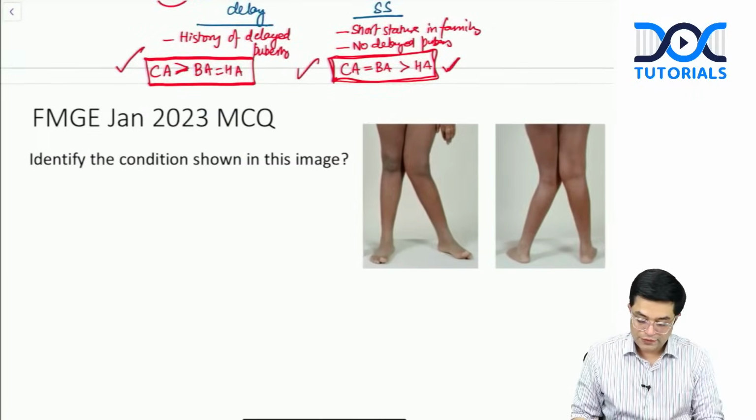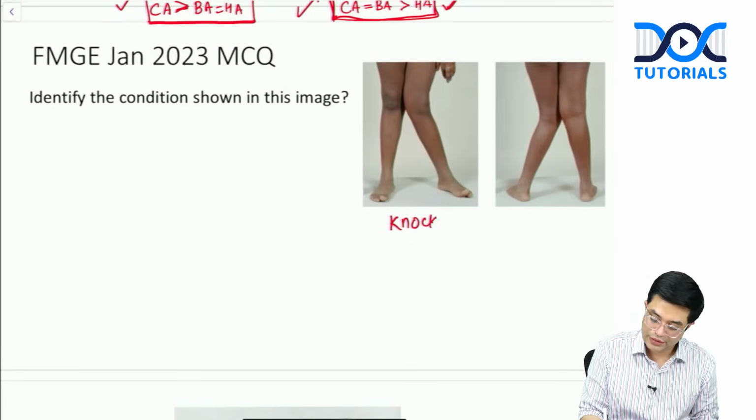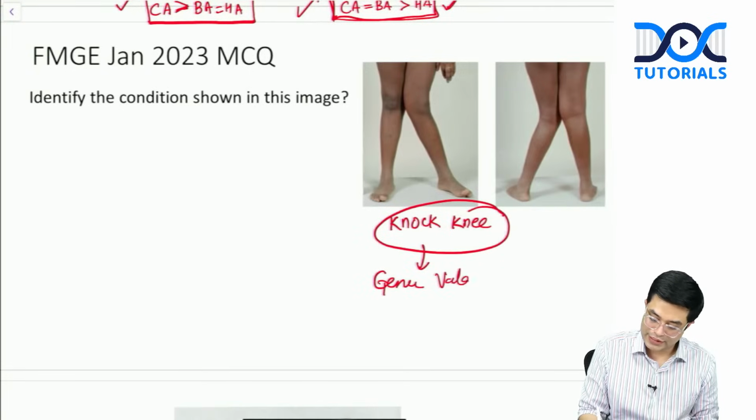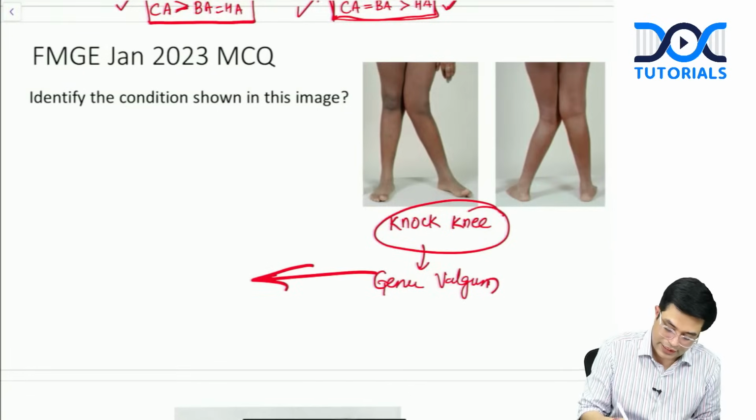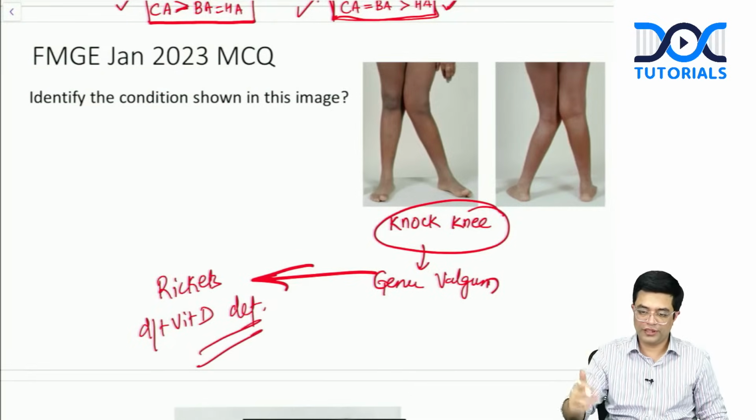Let's move further. FMG January 23 MCQ है, identify the condition shown in this image. ये क्या दिख रहा है आपको? Can you see this patient is having knock knee, also known as genu valgum. And which is the vitamin deficiency associated with genu valgum? It is seen in rickets, which occurs due to vitamin D deficiency. Exact options नहीं थे मेरे पास, so I just took it up here.